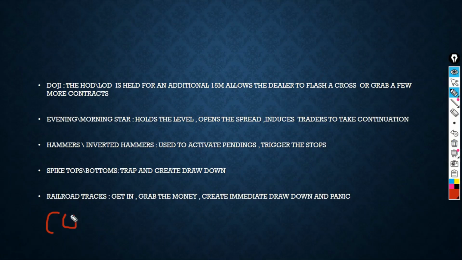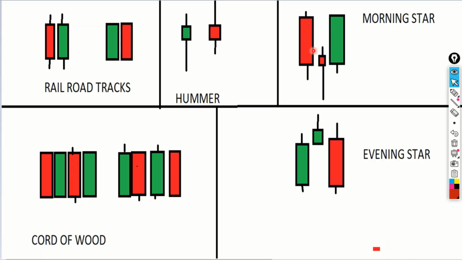There's one last pattern that I forgot to put in here. It's called cord of wood. Those will be two sets of railroad tracks, so you have four bars. If you're at a high, you have green, red, green, red. If you're at a low, you have red, green, red, green. Two sets of railroad tracks. A picture is worth more than a thousand words.